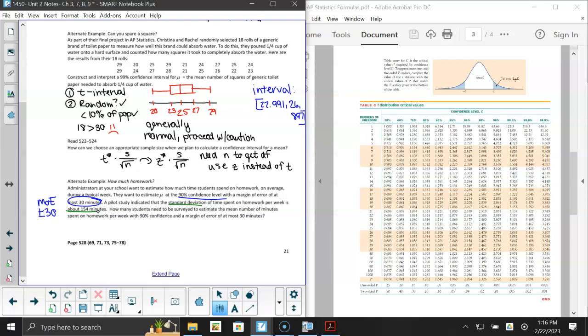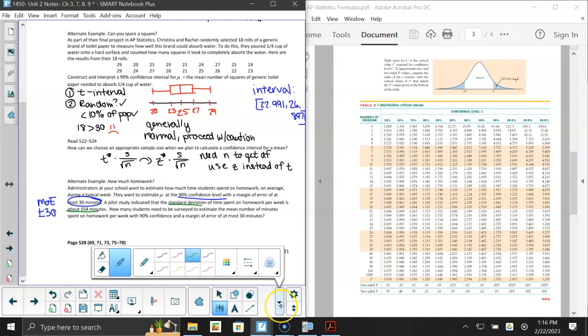So, how many students need to be surveyed to get everything? We're doing a Z-star, because I don't know sample size, so I have to get a Z-star. I have to go to 90, so that's 1.645.